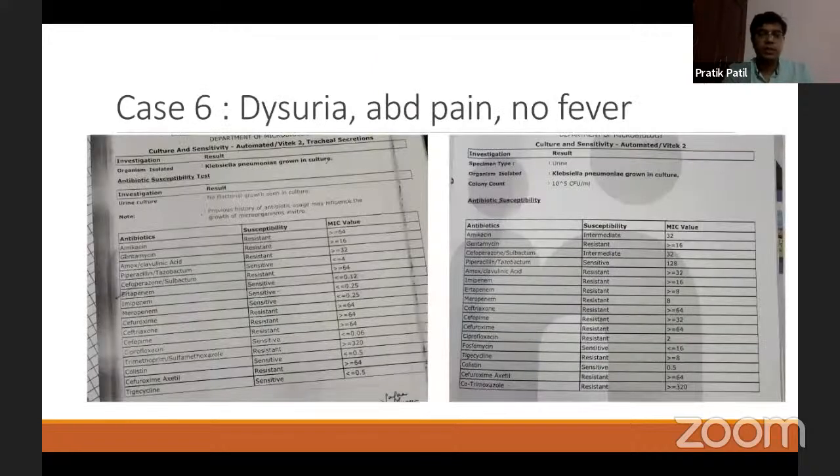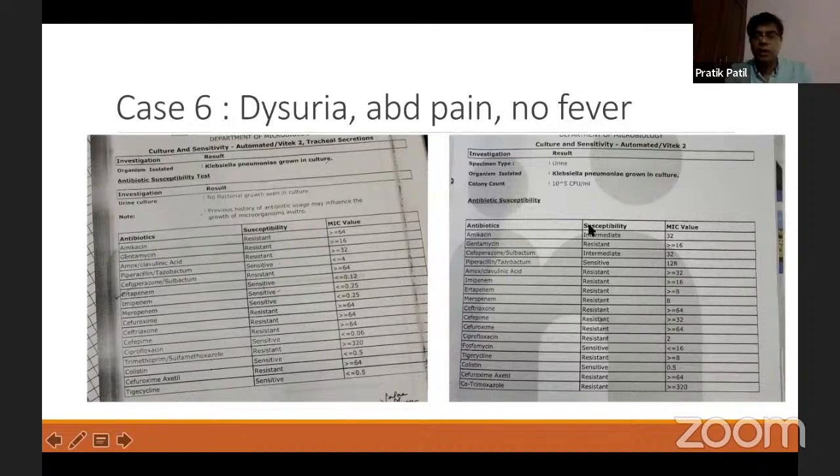Next case, it's a patient who presented with dysuria, abdominal pain without any fever. So this is basically cystitis. As you can see here, again, it's Klebsiella pneumoniae grown in the culture. Here you can see that it is a relatively sensitive organism to the carbapenems. In such situations, a carbapenem can be used. Even quinolone is sensitive, which can be used.